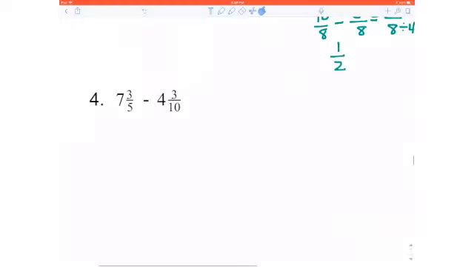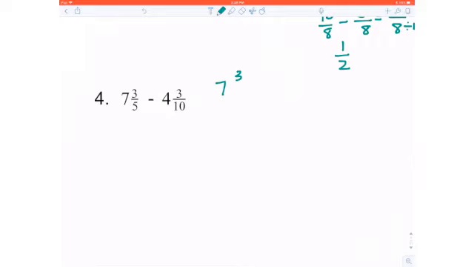I hope you got it. Let me go ahead and go over it with you. So we have 7 and 3/5 minus 4 and 3/10. All right, well, let's subtract these.